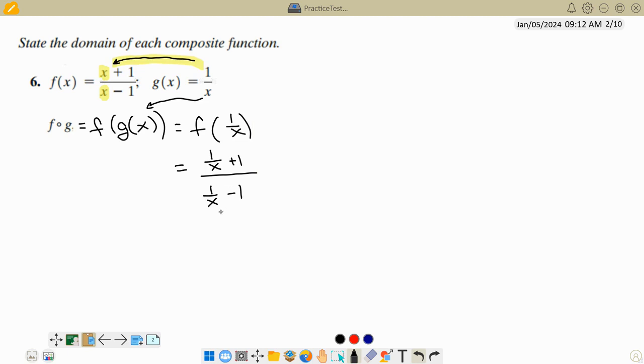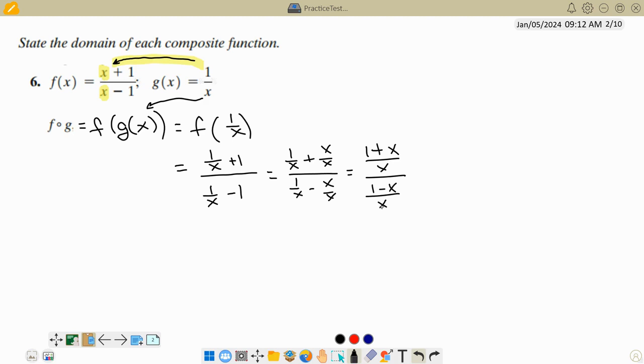Now, this is the right answer. It can probably be simplified a little bit. So when you check the answer in the back of the book, it might not look exactly like this. What they're probably going to do is get a common denominator between these two. So we get 1 over x plus x over x. X over x is the same thing as 1, right? And then I get 1 over x minus x over x. And that gives me 1 plus x divided by x in the numerator. And we get 1 minus x divided by x in the denominator.